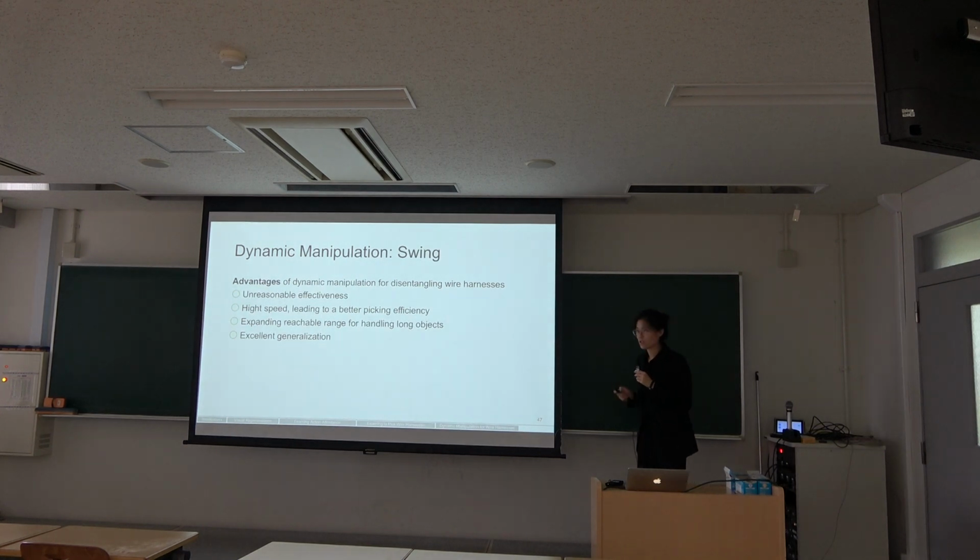And here, we'll talk about why the dynamic manipulation has advantages that the previous circular motion does not have. It has unreasonable effectiveness because of the high speed and the high acceleration. And also for long objects, this motion can expand the physical range of the beam picking task. And the generalization is also excellent for various objects.